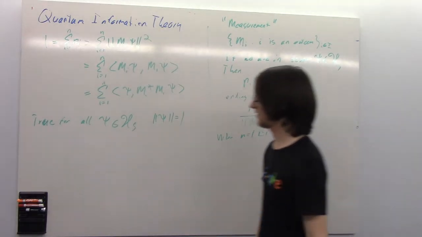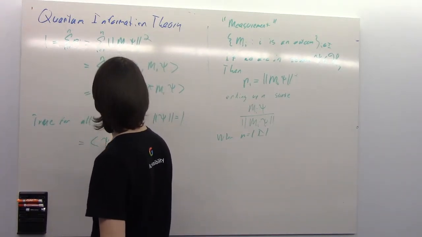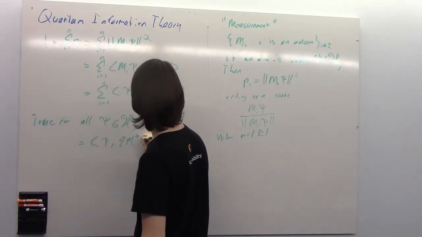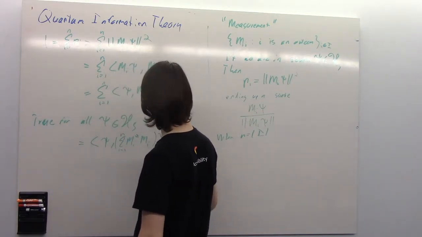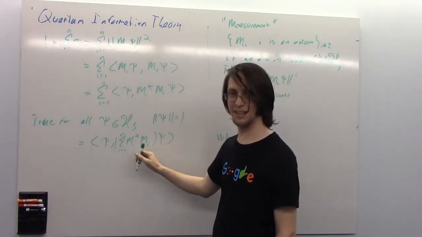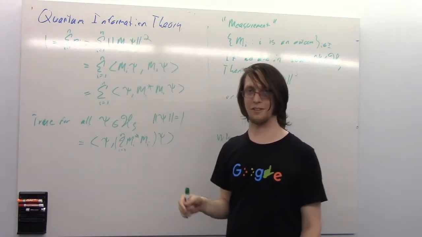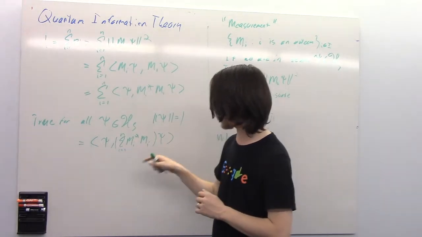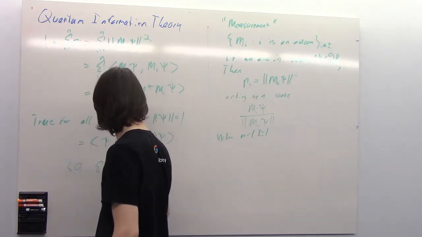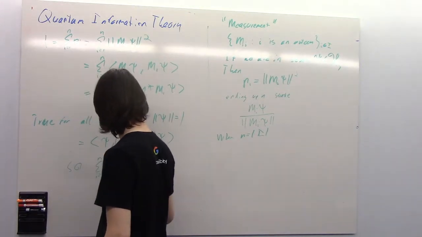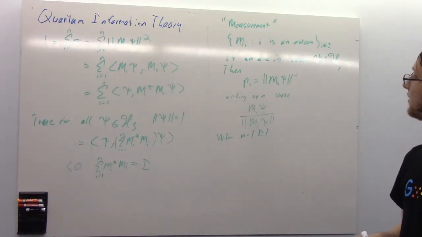It's a strong condition. It is so strong, it tells us that ⟨ψ, the sum of Mi star Mi, i equals 1 to n, ψ⟩ equals 1. We get that this has to be the identity, because if you act on anything else, you'll just move a little, which means you don't have inner product 1, because you already have 1. So the sum of Mi star Mi, i equals 1 to n, is the identity. It's a strong condition.